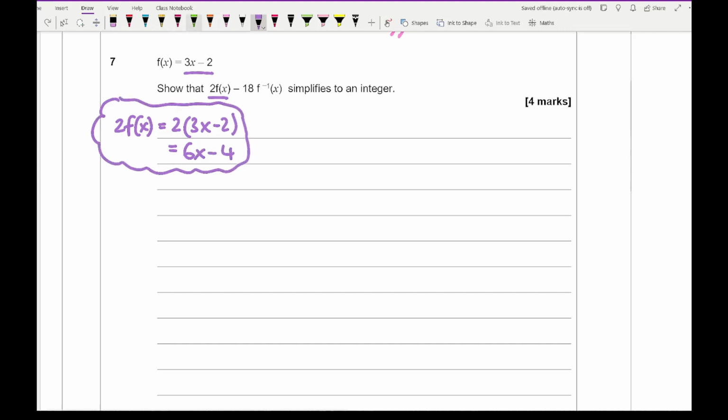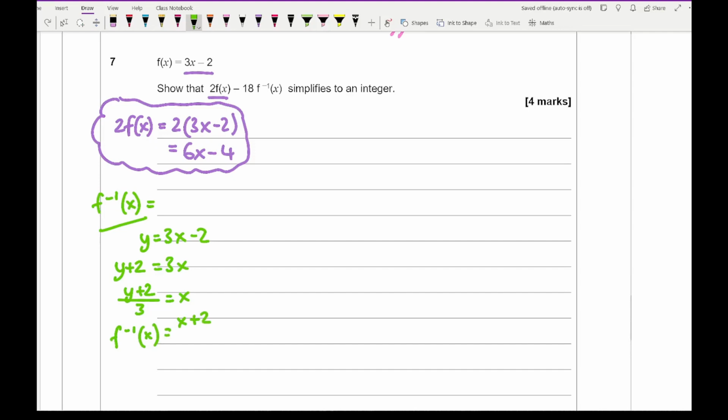Then the next thing for me to work out is the inverse function of x. So that's going to be: make it equal to y. Then make x the subject. So I've got y plus 2 equals 3x. So y plus 2 divided by 3 equals x. So the inverse function of x is going to be x plus 2 divided by 3. Now I then want 18 of this. So if I just put a little bubble around this to begin with.